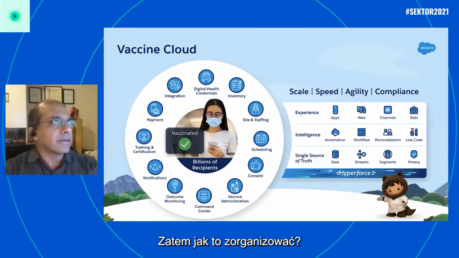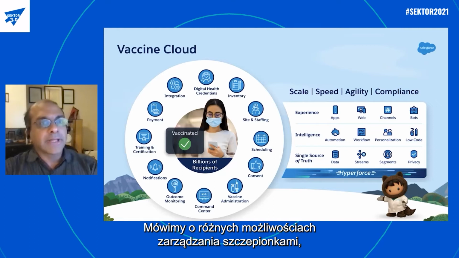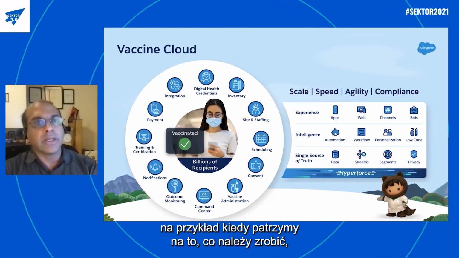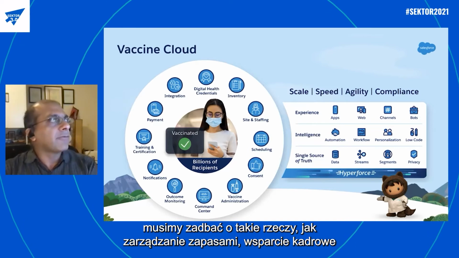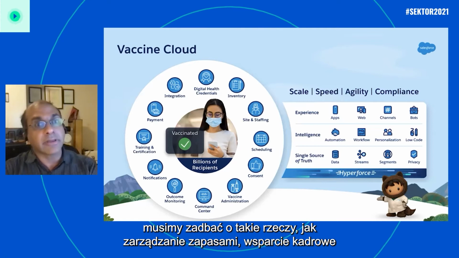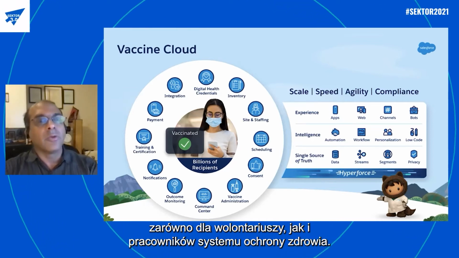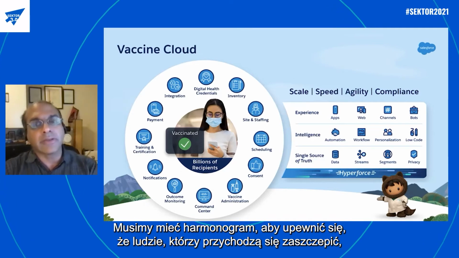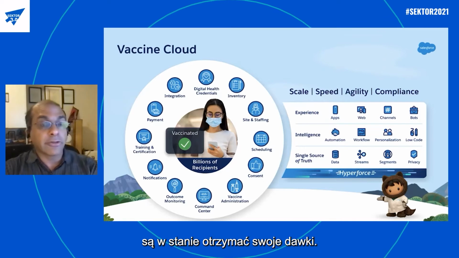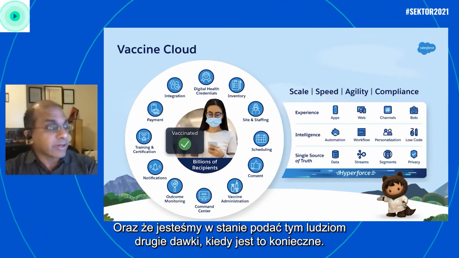So what does this look like? We talk about all the different capabilities in vaccine management. When we look at what needs to happen, we need to have things like inventory management. We need to have staffing support for both volunteers and healthcare workers. We need to have scheduling to make sure that people are coming in, they're able to get their doses when their doses are available, and that we're able to bring them back in for second doses when that's necessary.